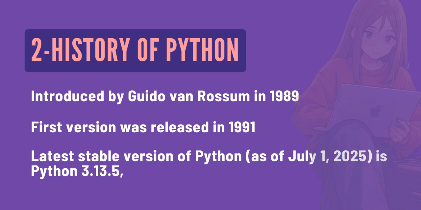Now we are going to move to the history of Python. Python was created by Guido van Rossum in 1989, and yet it's older than many other programming languages and many of us who are watching right now. The first version of Python was officially released in 1991, and as of today, the latest stable version is Python 3.13.5, released on 1st July 2025. Over the decades, Python has evolved into one of the most widely used programming languages in the whole world. It's a very easy and very useful language. You can do a lot with Python.